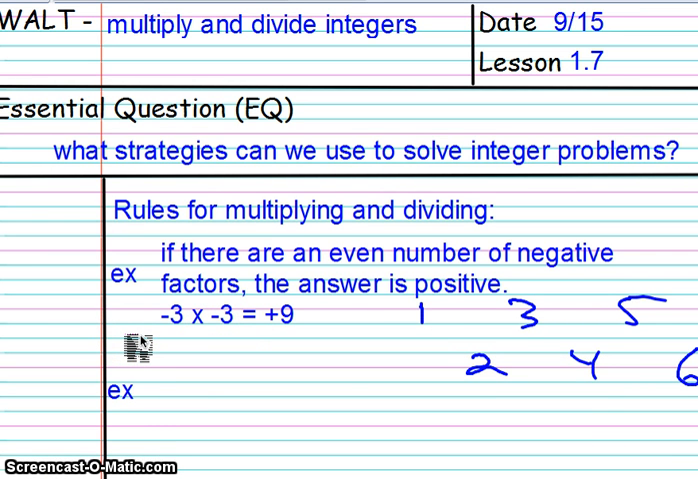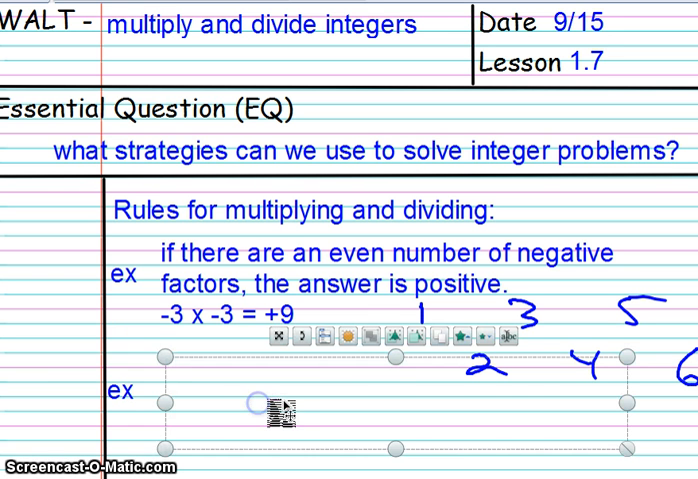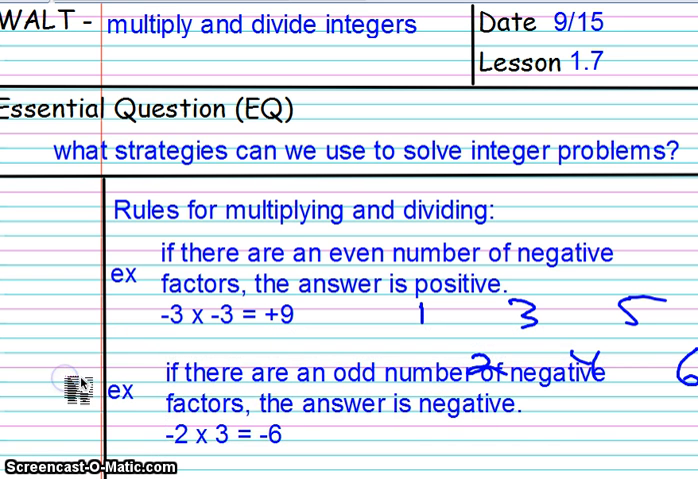All right, if we take a look at the next one, if there are an odd number of negative factors, the answer is negative. So here there's only one negative 2 and a positive 3. Since there's an odd number, the final answer is going to be a negative. Now that's one way to remember it.